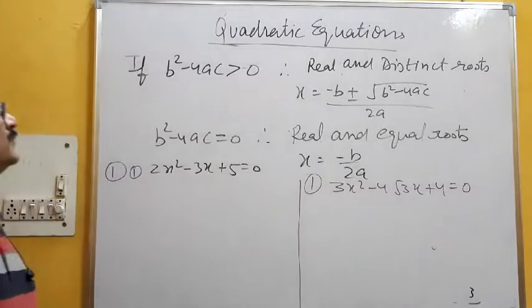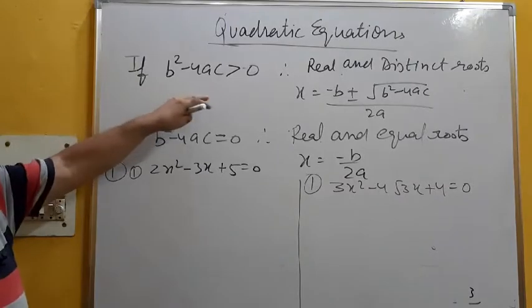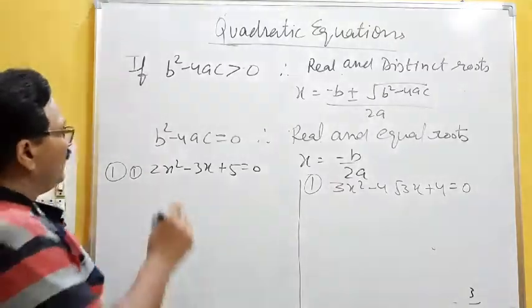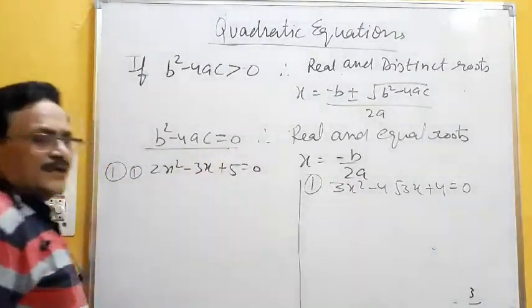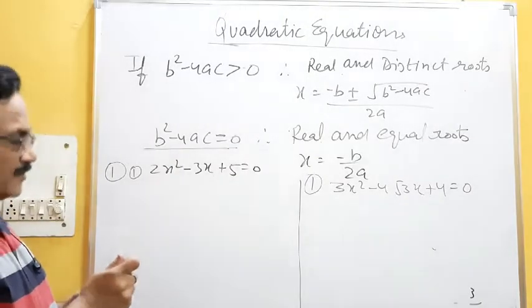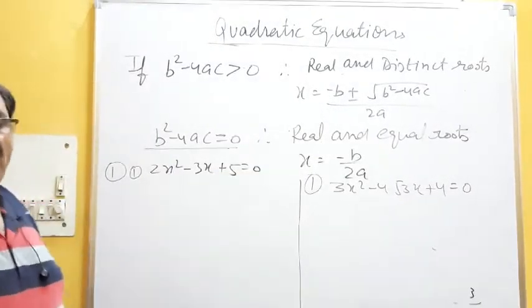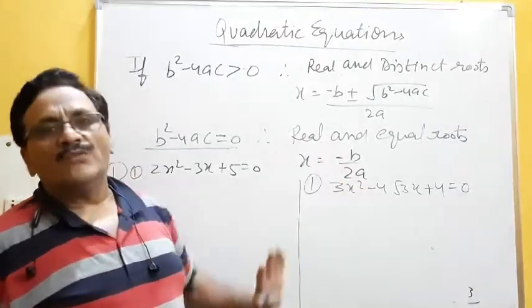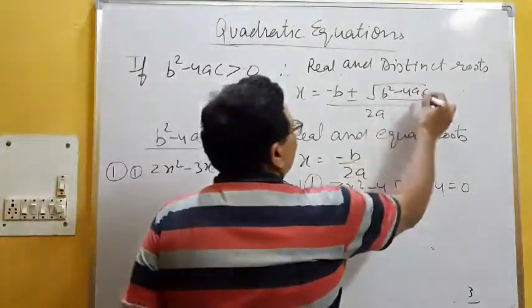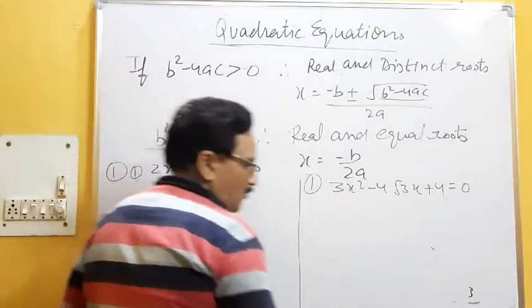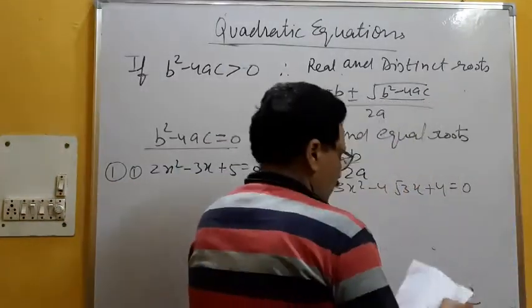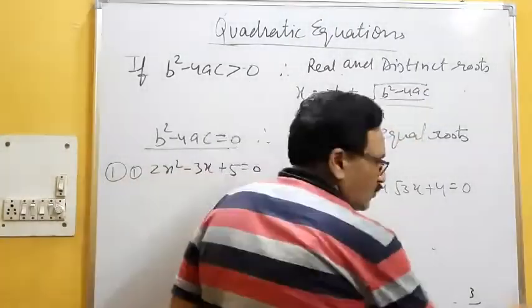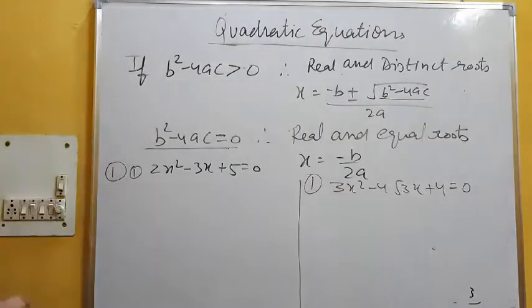So now see children, if b square minus 4ac is greater than 0, then real and distinct roots, and ultimately you have to use the quadratic formula. One more thing, if b square minus 4ac result is coming equal to 0, then there will be real and equal roots, and directly you can write x is equal to minus b upon 2a. It's not a new formula. See, if this is 0, and you cover this part, what will you get? Minus b upon 2a, or not? Same thing it is. So it is not a special formula, but in short, you can write very fast.